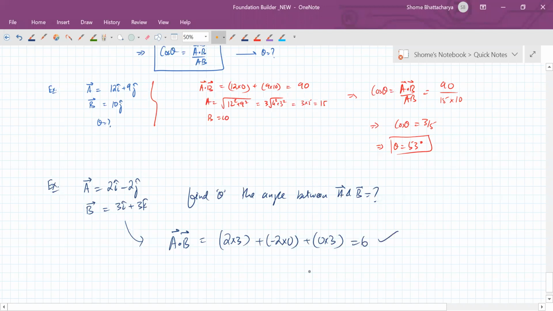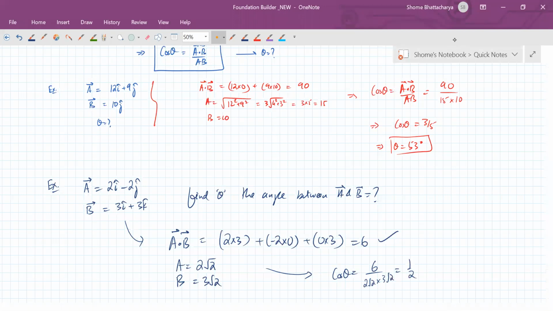A dot B is just 6, and magnitude of A is 2 root 2, magnitude of B is 3 root 2. So now you see cos theta is 6 upon 2 root 2 into 3 root 2. So how much is that? Half, right? Yes, Chirag and Yash are correct. So cos theta is half, so theta should be how much? 60 degrees.